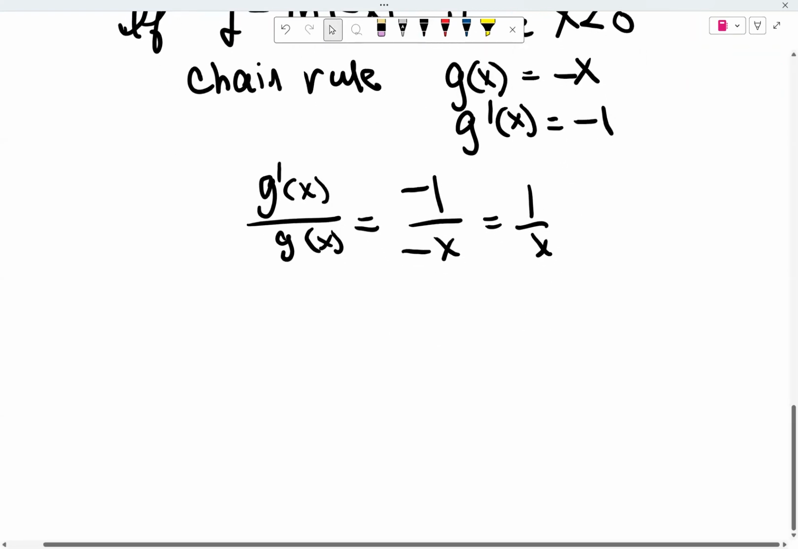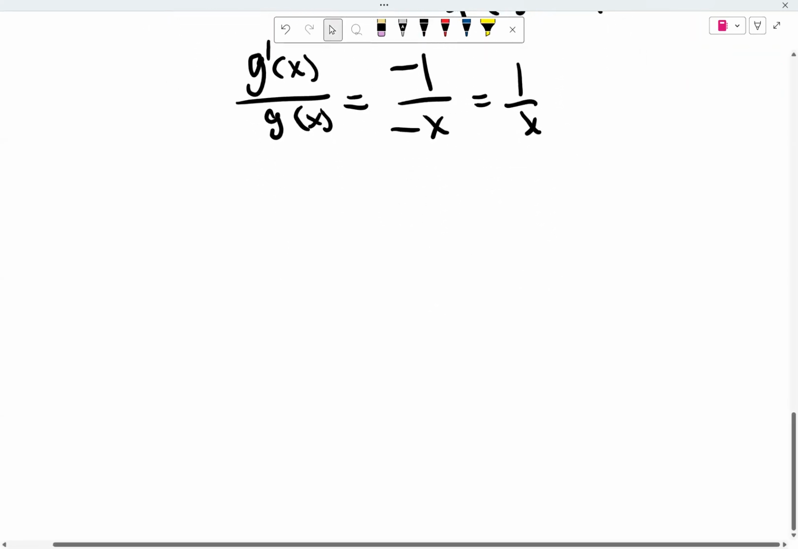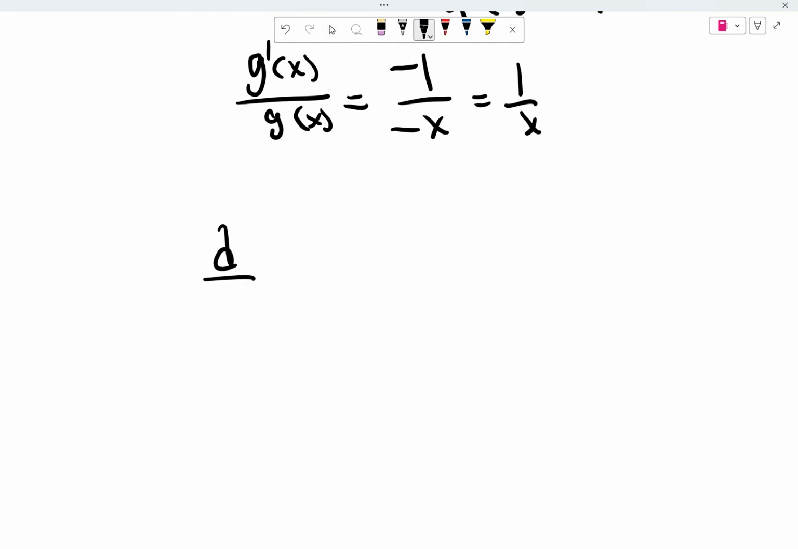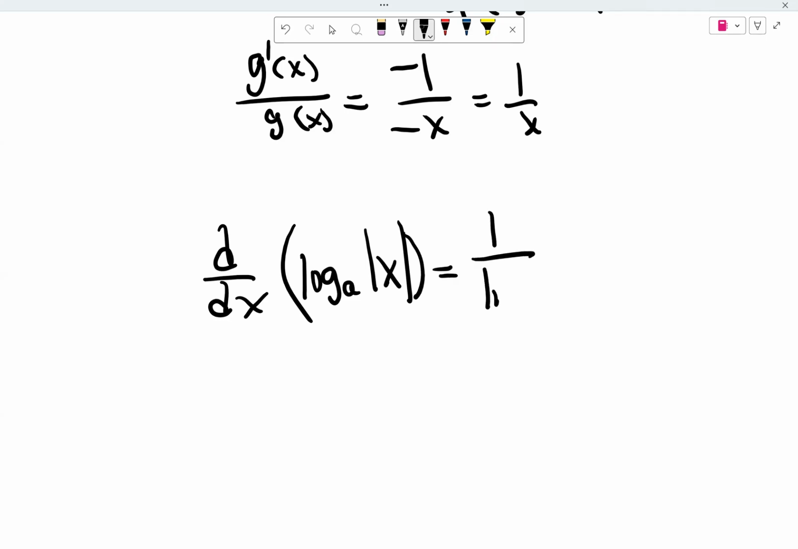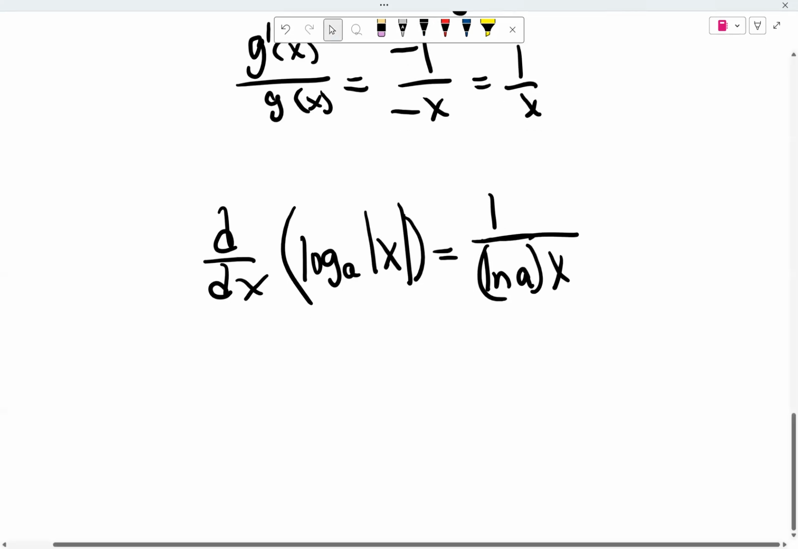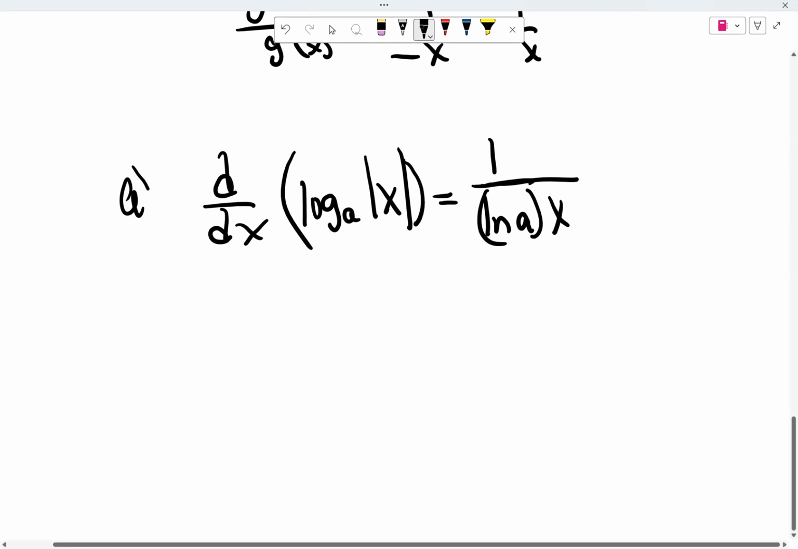Okay, so here are some more derivatives that I want to talk to you about. We can have a derivative of the log. So if I have the derivative d over dx, and they're giving me the log of base a absolute value of x, our derivative notation would be 1 over the natural log of a times x. Just like you see it. There's 4 of these, so I'll call this A.